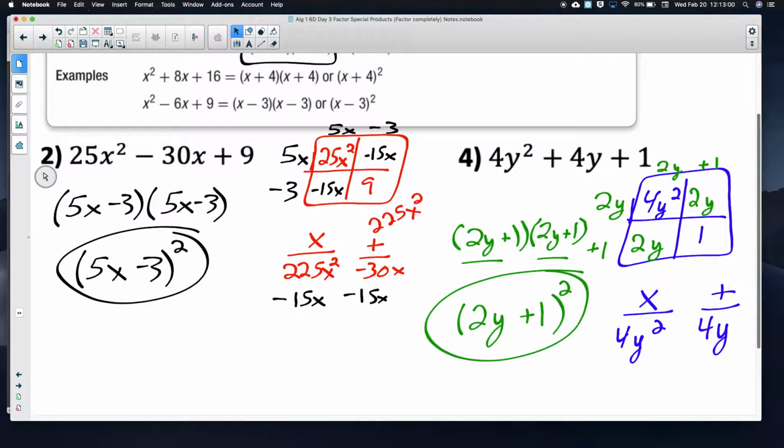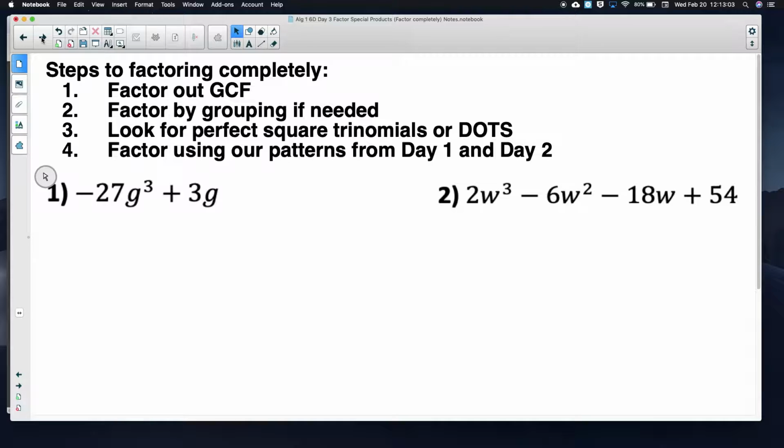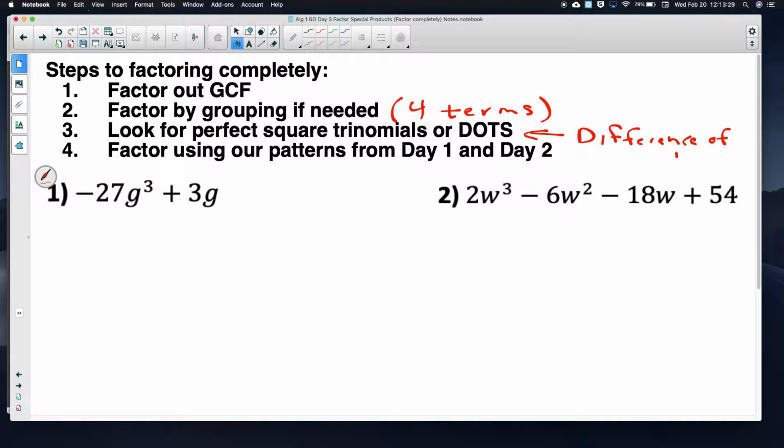So now I'm going to get to the main part of today's lesson, and that is factoring completely. So remember, we always have to look for a GCF first. Then we factor by grouping if we need, if there are 4 terms. So remember, factor by grouping, that's if I've got 4 terms. And then we look for perfect square trinomials or a difference of 2 squares, which is the type of examples we just did. And then if we have those, or if we don't have those, either way, for steps 3 and 4, we're going to use our box method.